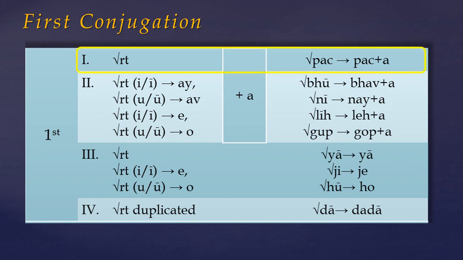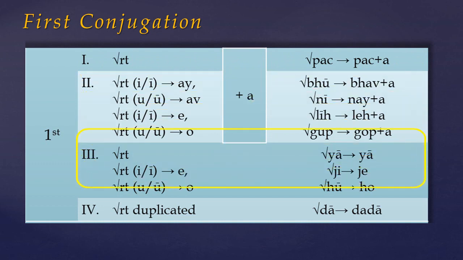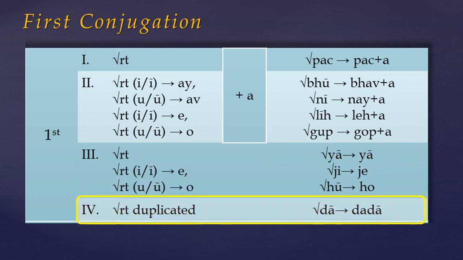The first division contains all the roots which don't strengthen but take a thematic A. The second division consists of roots which do strengthen their root vowel and take a thematic A, whilst the third division is for all roots, whether they strengthen or not, which are athematic. And there's also a small group of roots that form their present stems by duplication of the root. But Warder doesn't mention them here, and the rules are a little involved. Anyway, that's how we get the 4 subdivisions.